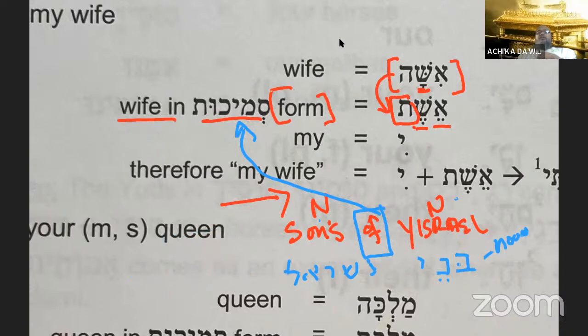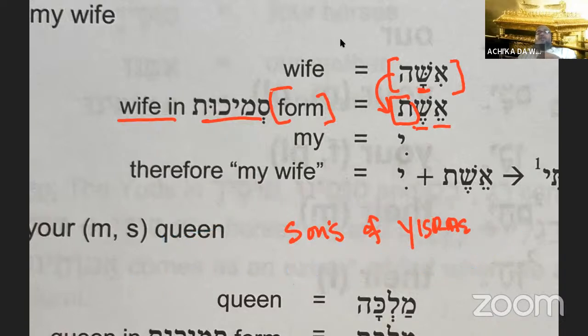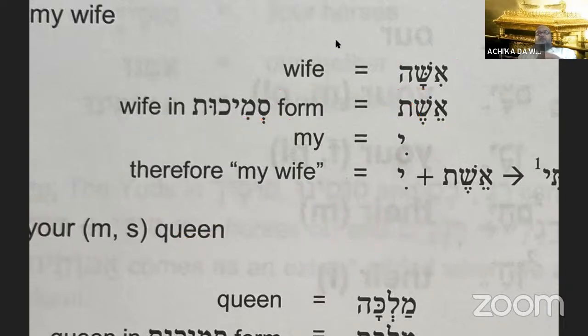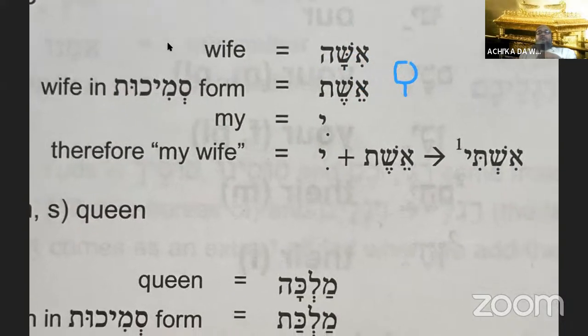But the semikuf form is when you have two nouns next to each other, you have to change the letters. If you go back to page 11, it goes over that. So the hey becomes a tav. And then you say, well, I want to make it my wife. So you have to add something else to the puzzle. You have to add this because this means mine. That's the yod, and this little dot right here is the correct yod. The correct yod is just basically that dot and the yod. This is what it looks like.